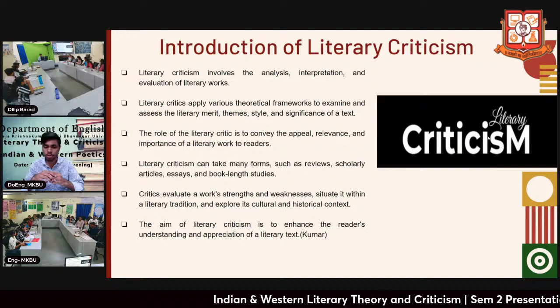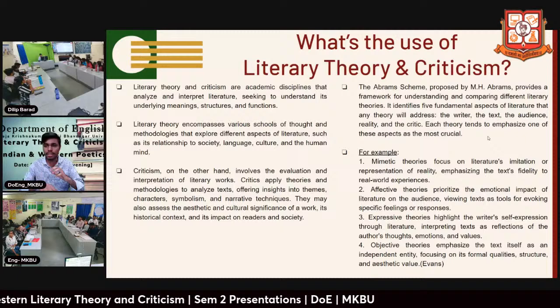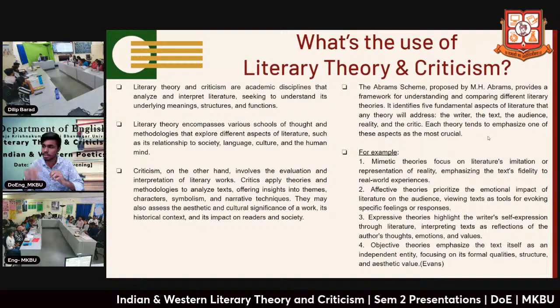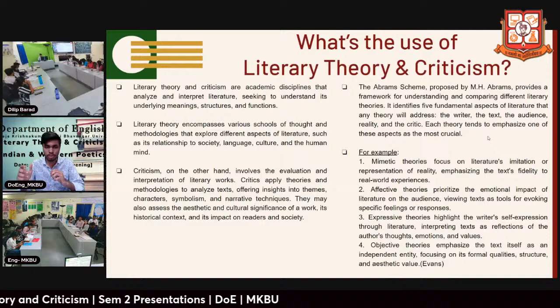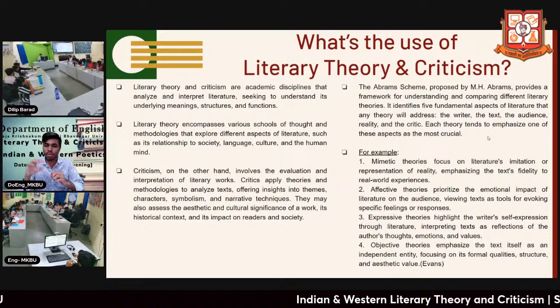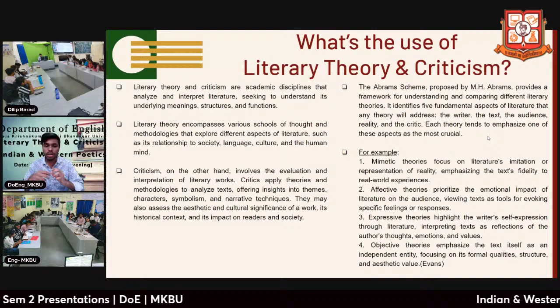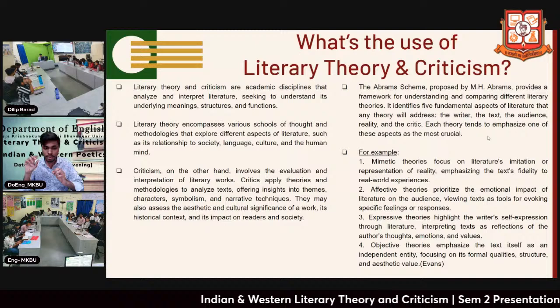So what is the use of literary theory and criticism? Literary theory and criticism are academic disciplines that analyze and interpret literature, seeking to understand its underlying meaning, structure, and functions. Literary theory encompasses various schools of thought and methodologies that explore different aspects of literature, such as its relationship to society, language, culture, and the human mind. Criticism involves the evaluation and interpretation of literary works. Critics apply theories and methodologies to analyze texts, offering insight into the themes, characters, symbolism, and narrative techniques.